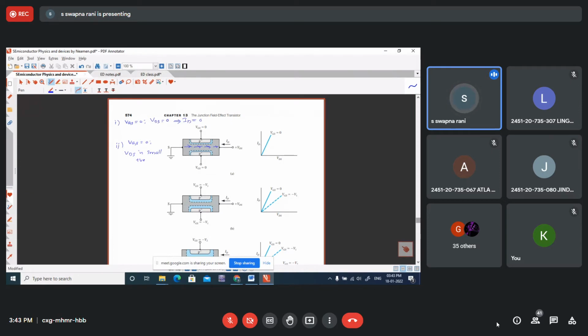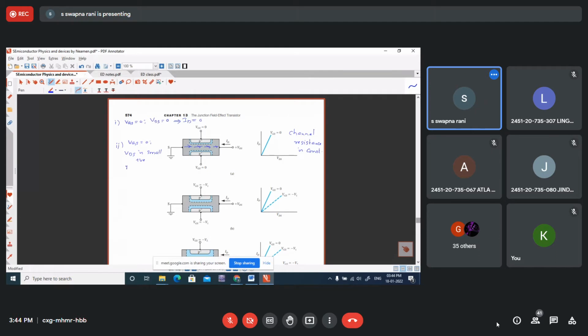So when VGS equal to 0, the width of the channel is going to be constant because no reverse bias is given externally. So channel width remains the same. Therefore, the channel acts like a constant resistor. We can say that when VGS equal to 0, the channel resistance is constant.